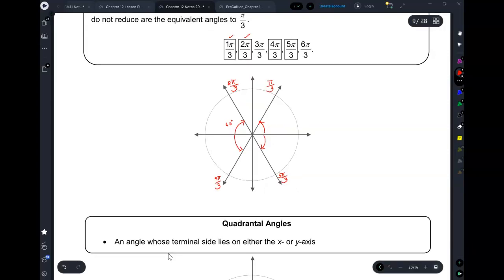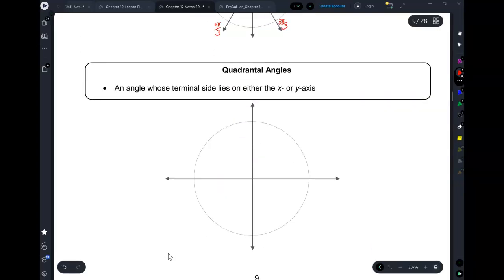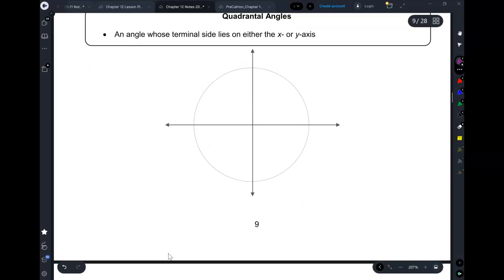Okay. So now let's talk about quadrantal angles. Quadrantal angles are the angles whose terminal side lies on either the x-axis or the y-axis. So we already know this. 0 degrees or 0 radian is the first quadrantal angle. Then 90 degrees or pi over 2, 180 degrees or pi, 270 degrees or 3 pi over 2, and then 360 degrees or 2 pi.